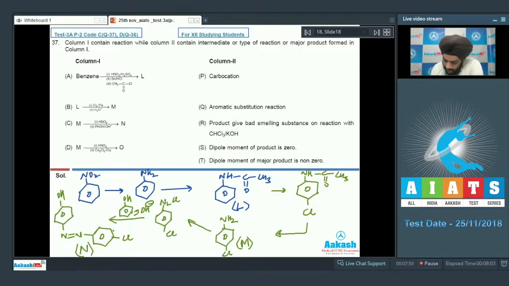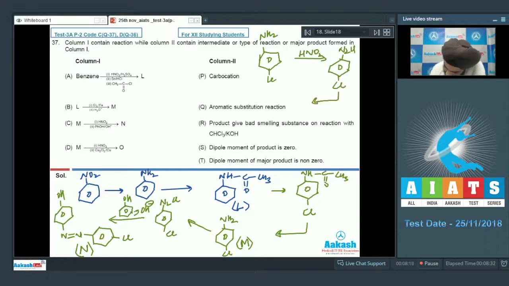Now in the fourth reaction, the species M is further allowed to undergo diazotization followed by the chlorination. Okay, so we can have this reaction sequence somewhere around here. So M, which was parachloroaniline, is first converted into PhN2Cl with chlorine at the para position, and it is further subjected to chlorination using Cu2Cl2. So we have 1,4 dichlorobenzene. So this is our product O.